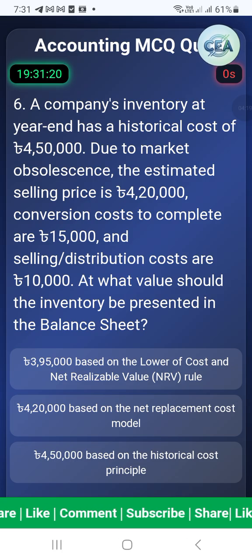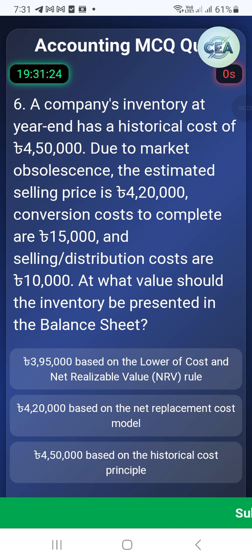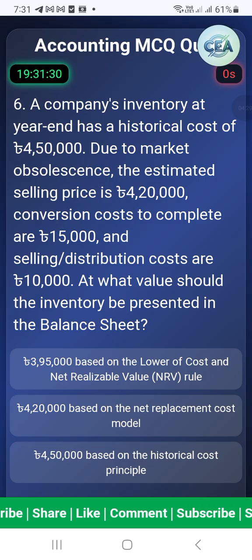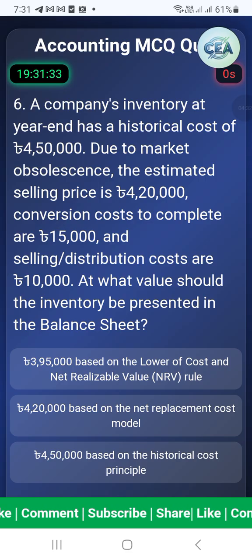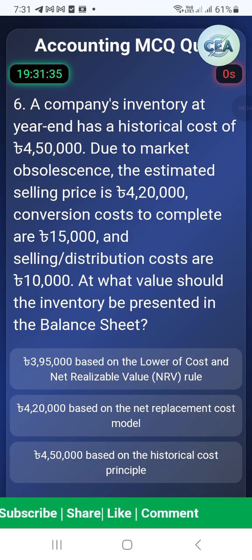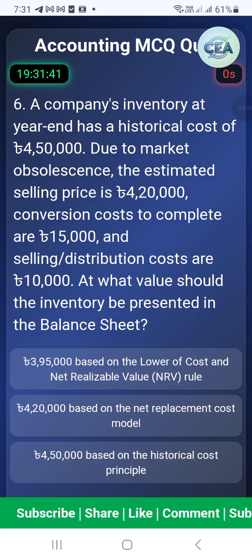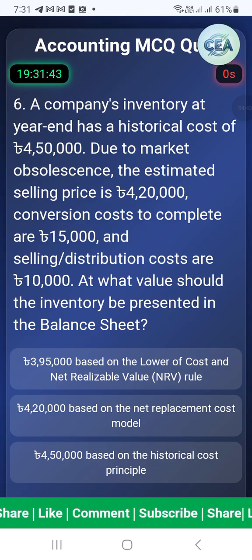6. A company's inventory at year-end has a historical cost of 450,000 takas. Due to market obsolescence, the estimated selling price is 420,000 takas, conversion costs to complete are 15,000 takas, and selling and distribution costs are 10,000 takas. At what value should the inventory be presented in the balance sheet?